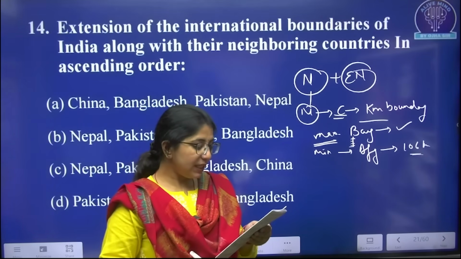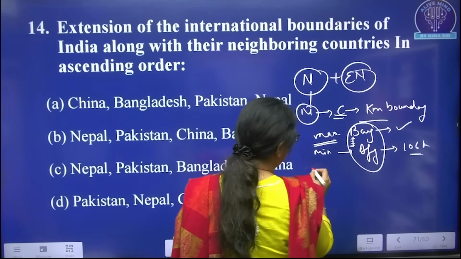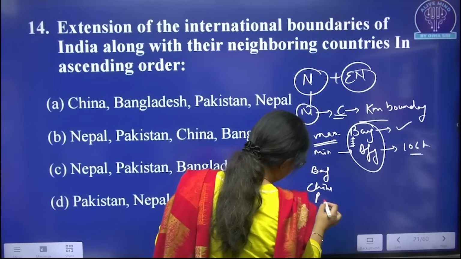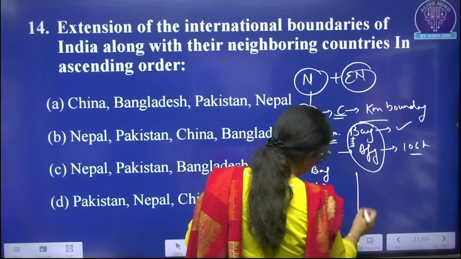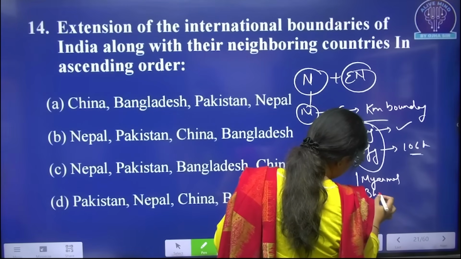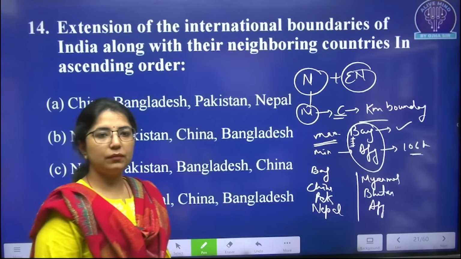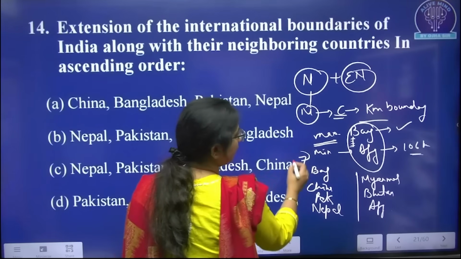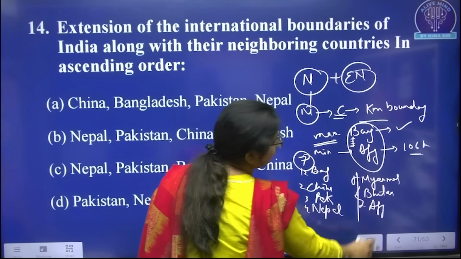So here they have asked in ascending order. What is the real chronology here? Number 1 is Bangladesh, then China, then Pakistan, then Nepal, then Myanmar, then Bhutan, and the last one is Afghanistan. How many? 4, 3, 7. We have 7 neighbors and their chronology: 1, 2, 3, 4, 5, 6 and 7.